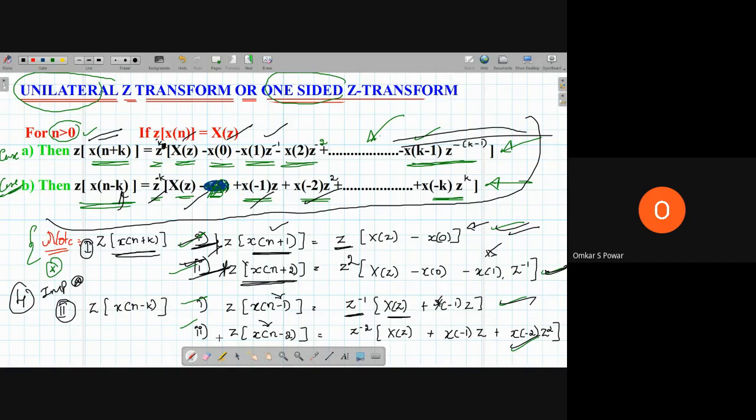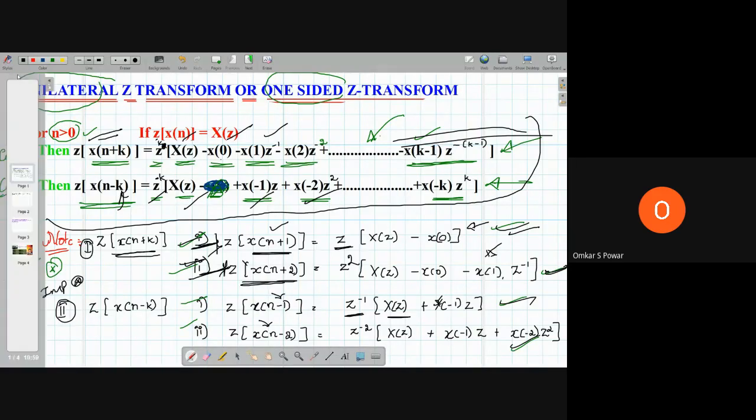So the second one, the z transform of x(n minus 2) is equal to z to the power of minus 2 into X(z) plus x(minus 1) into z to the power of minus 1 plus x(minus 2) into z square. So please write this down on one side, and you can remember this, and we will apply it while solving this difference equation. If you keep this in mind, we can solve the problem easily.